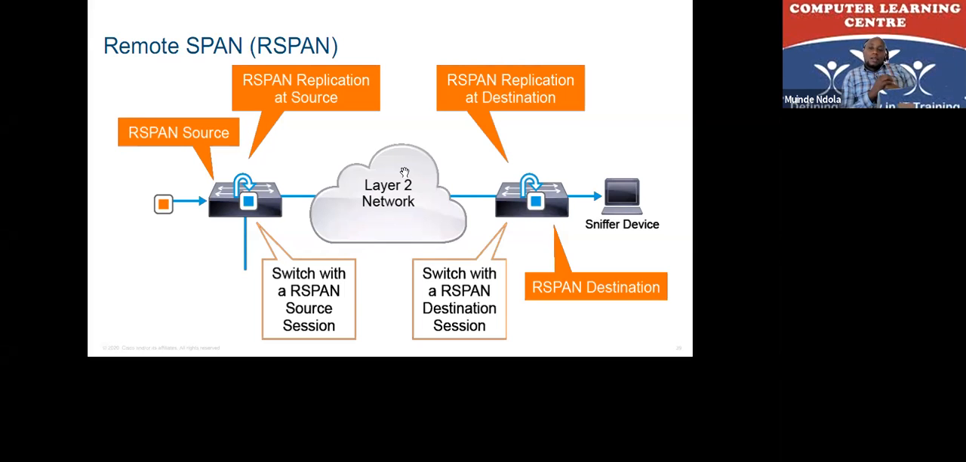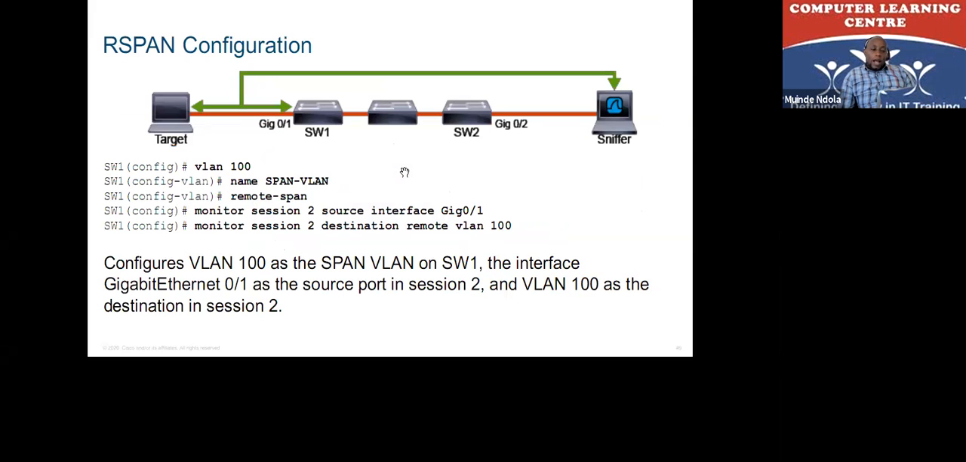Yes, you can do that. You do what we call remote SPAN. With remote SPAN, you need to configure local and remote VLANs, because the SPAN will be done through the VLAN. As you can see here, on switch 1 we want to capture traffic coming from the target PC, which is connected on G0/1, and the sniffer is connected on switch 2 on G0/2. So we need to configure both switches.